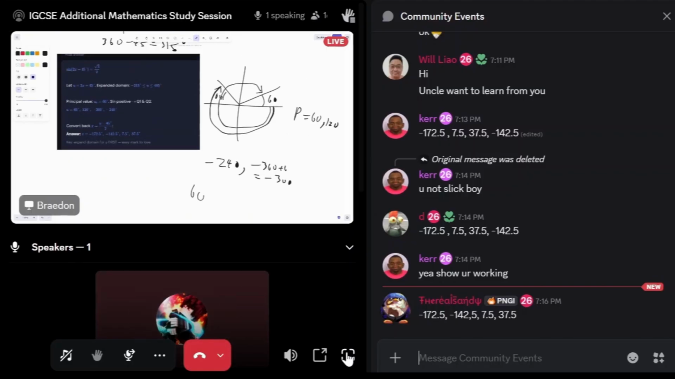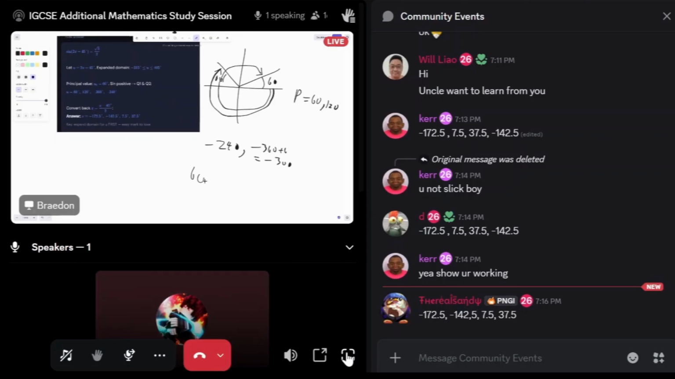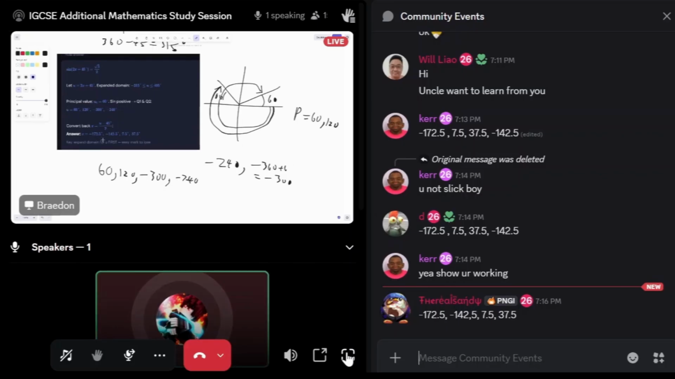We convert back into the domain. I don't think I need to explain that, but for the numbers 60, 120, negative 300, negative 240, all these minus 45 divided by 2, you get negative 172.5, negative 142.5, 7.5, 37.5. Check again. These are between negative 180 and 180 because this is the normal domain. So all of these fit. So four answers.